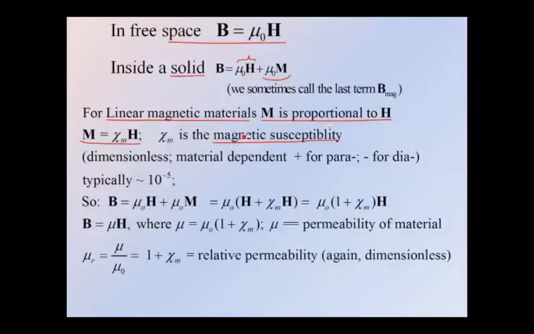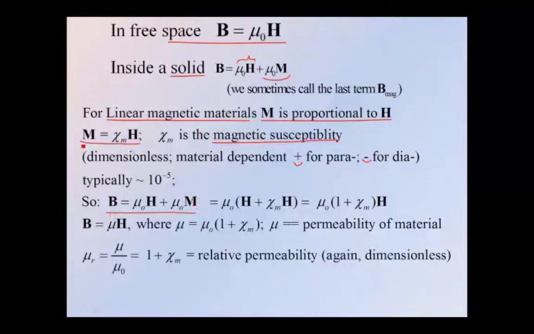So you can see there's some analogies with dielectrics. This is a dimensionless quantity. It's material dependent, and it's positive for paramagnetic materials, and it's negative for diamagnetic, and we'll do a better job of defining these later. The values are typically 10 to the minus 5 in magnitude for the diamagnetic materials. For para, it might be as large as 10 to the minus 3. So they're small.